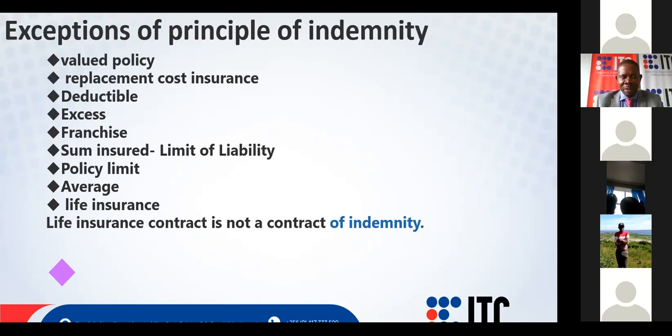Now, three items, and I'll explain, and I want us to understand them perfectly well. Excess, deductible, franchise. Excess, deductible, and franchise.